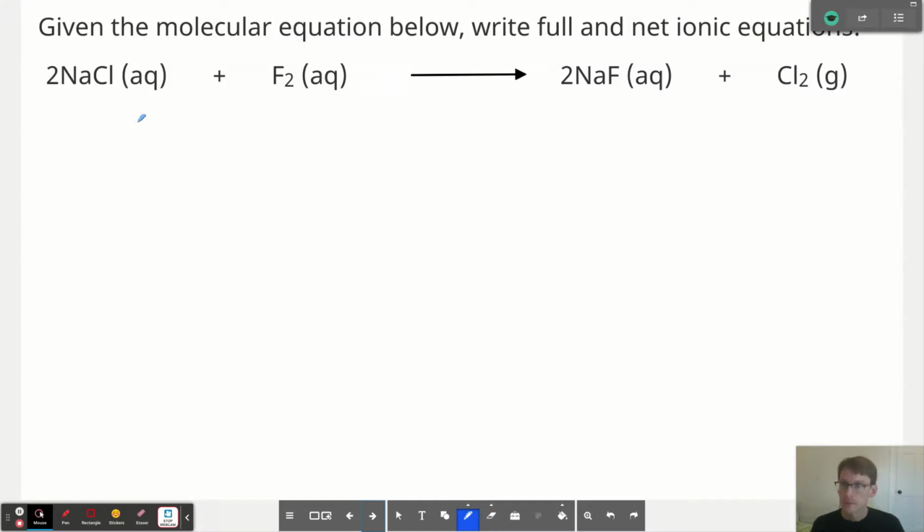Now here, we've got this molecular equation. Let's make it into a full ionic, and let's make it into a net ionic equation.